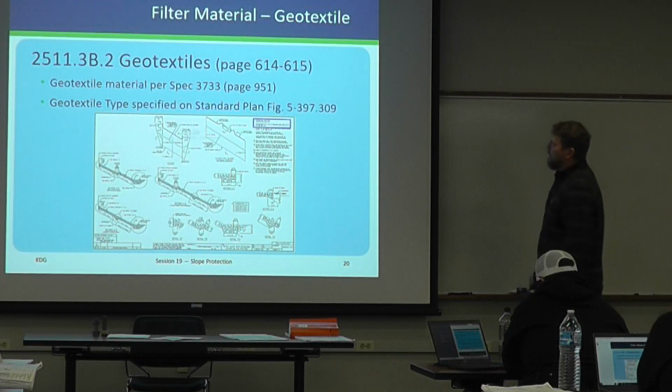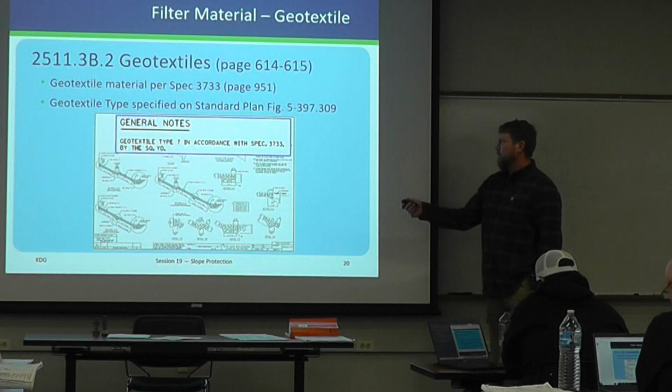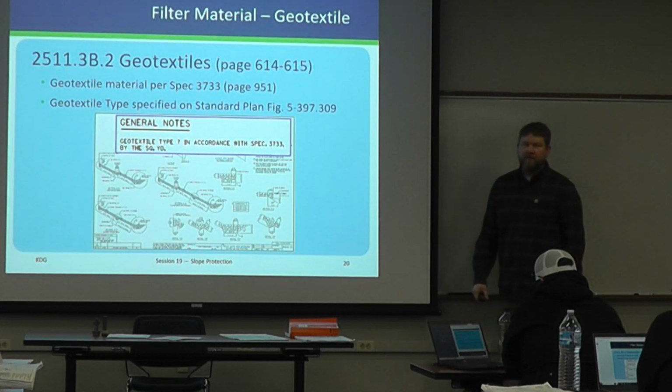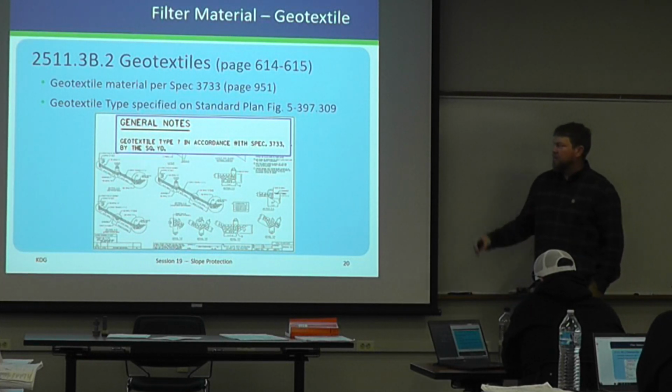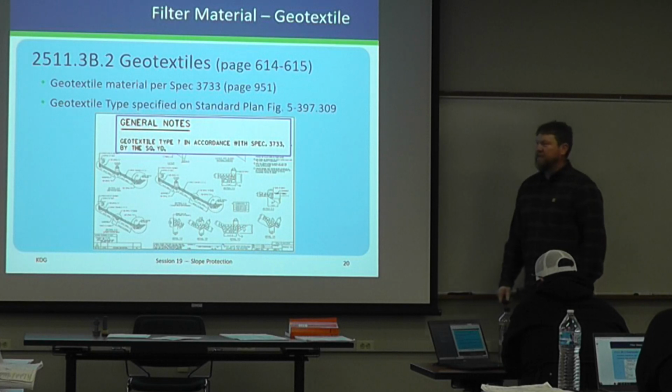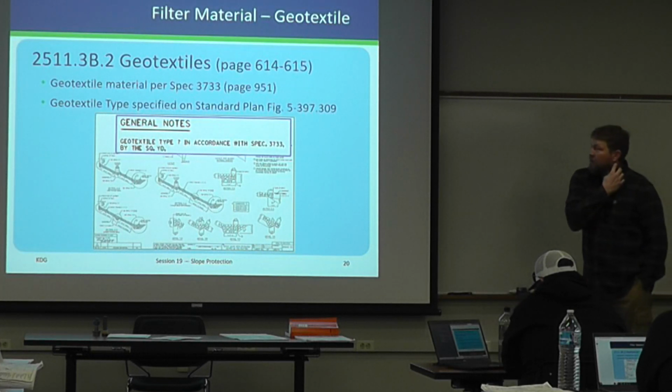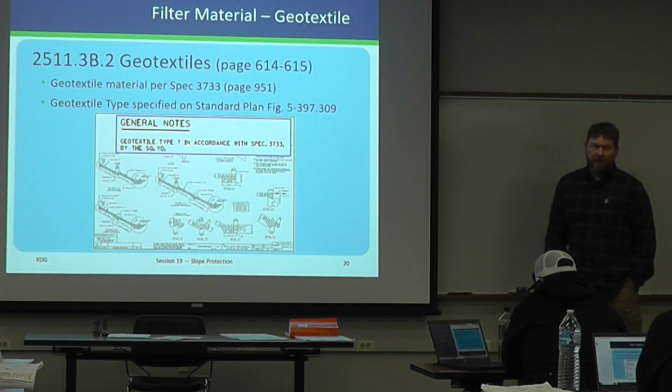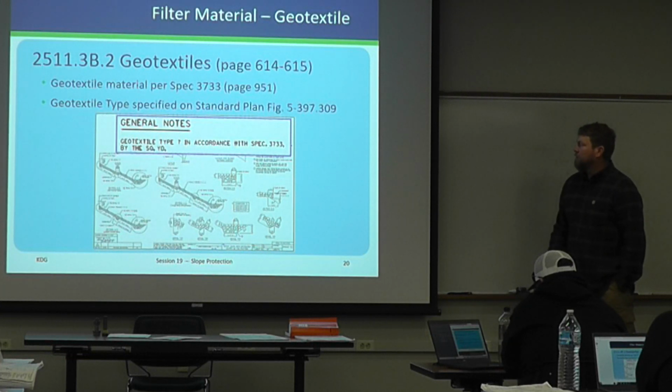So there's a general note here that we'll take a look at. So most of the time you're going to have a type 7 geotextile, but look at your plans. Obviously there's instances where a hydraulic engineer may require something different, but that's the standard type.